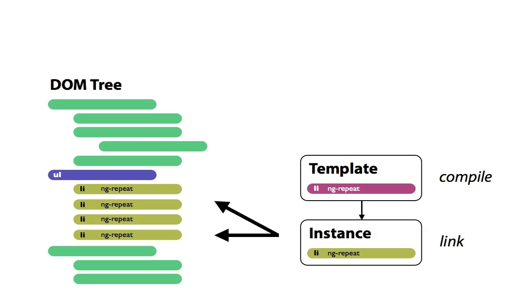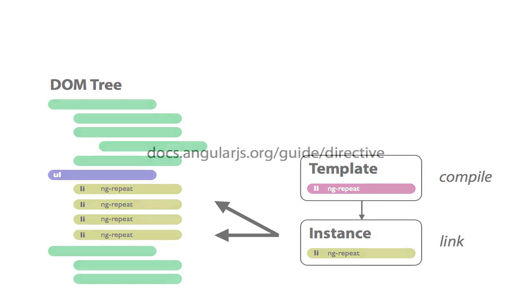For example, the ng-click directive wouldn't need to do much in the compile phase, but in its link step it would attach a click event handler to the element it was given, and then carry out the action you specify in the value of the directive attribute when it was clicked. In fact, we're going to do just this in the next video when we create our own ng-click directive.